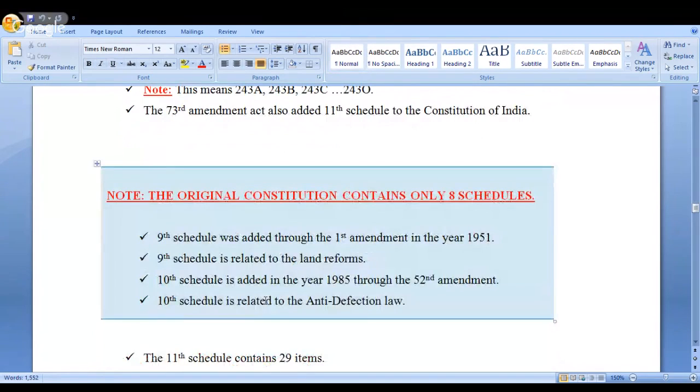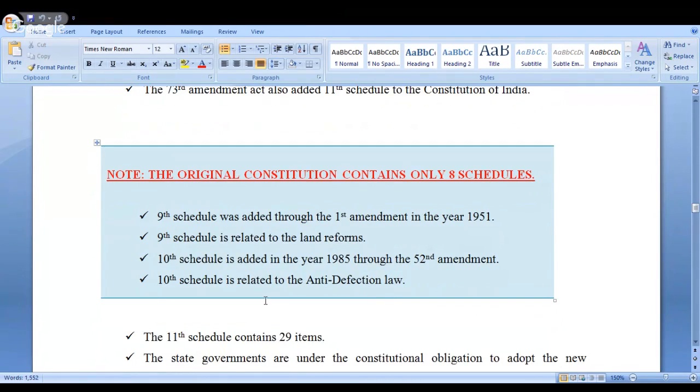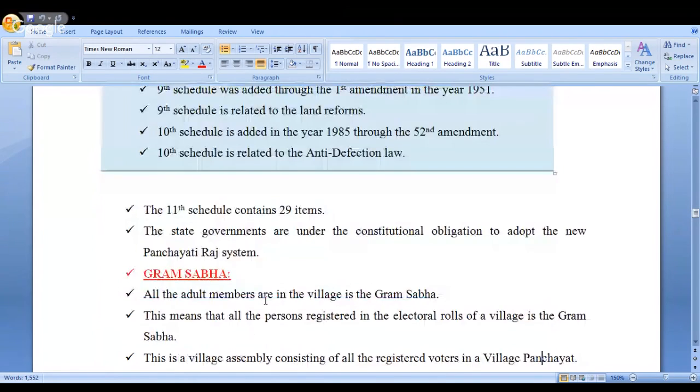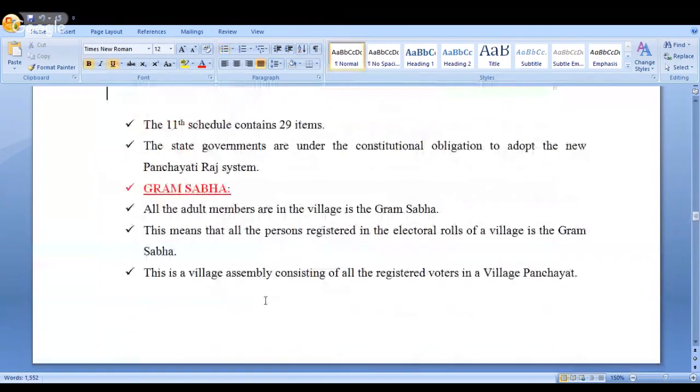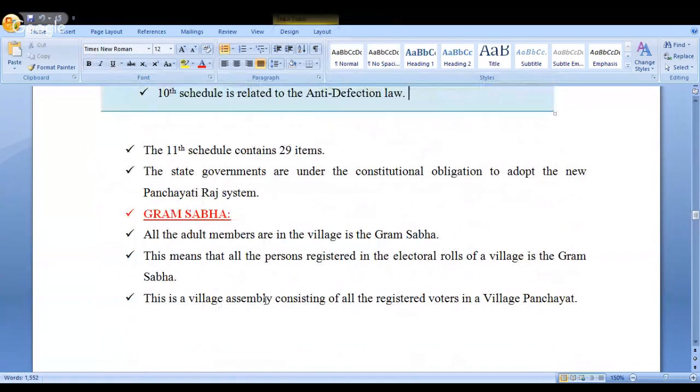These are the general points only for your understanding. Every point you already know. Originally, 8 schedules. 9th schedule, 1951. 10th schedule, 1985. Okay, I'm going further now. The 11th schedule contains 29 items.